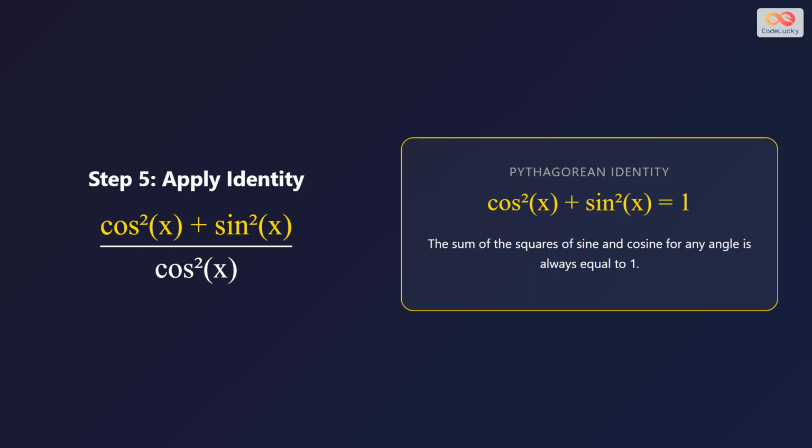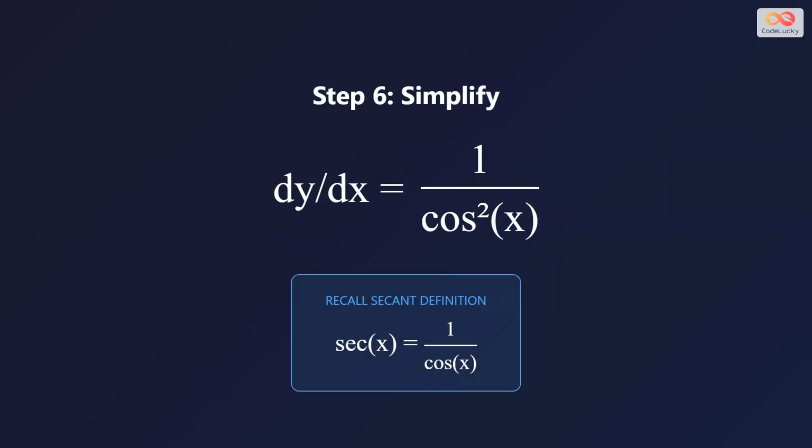Now look at the top of the fraction. Cosine squared x plus sine squared x. This is the famous Pythagorean identity, and it is equal to 1. So, our expression simplifies nicely to 1 divided by cosine squared x.